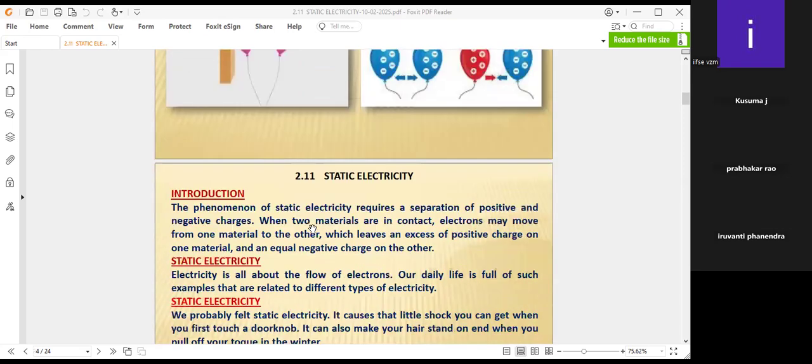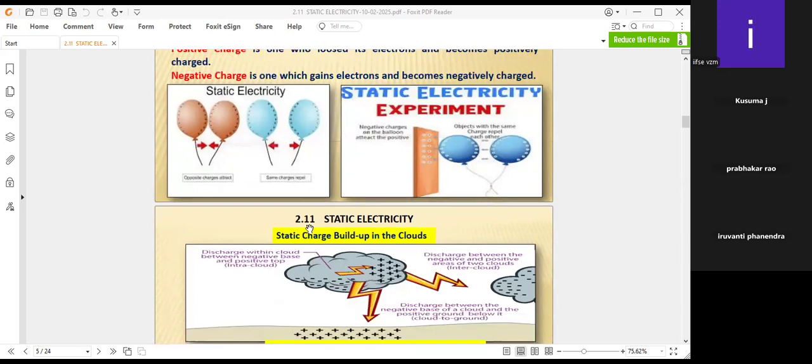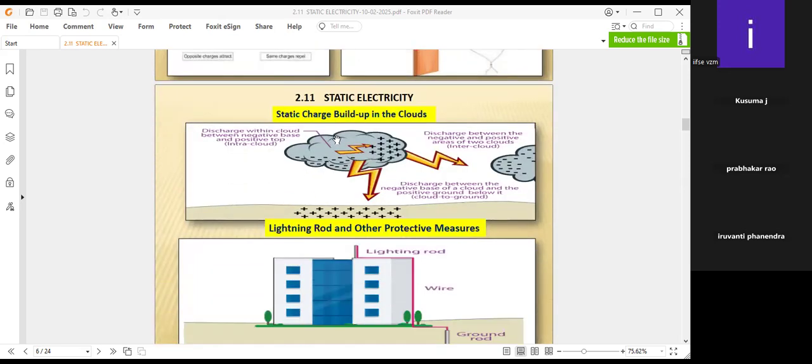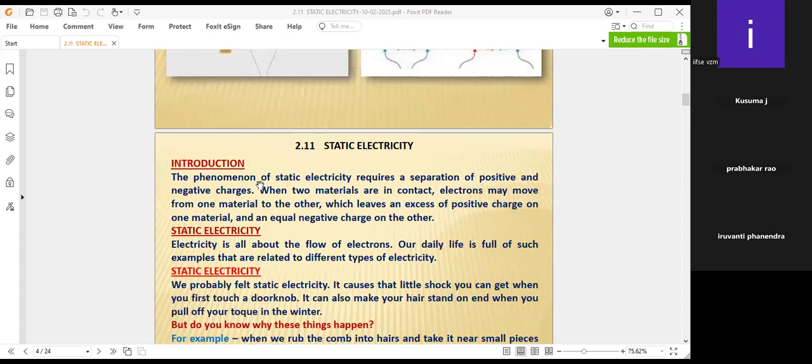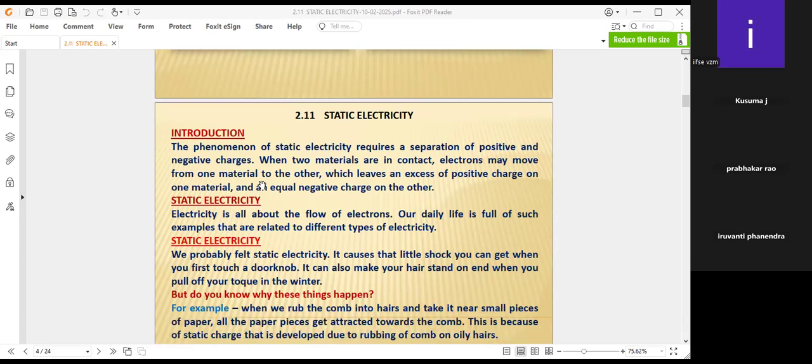Coming to the introduction, before going to the charge buildup in the clouds, we'll explain one by one. Before that, we will have some definitions. The phenomenon of static electricity requires separation of positive and negative charges. Because with the separation of positive and negative charges, the positive will attract towards the negative and the negative towards the positive. That's what the intention is to tell.